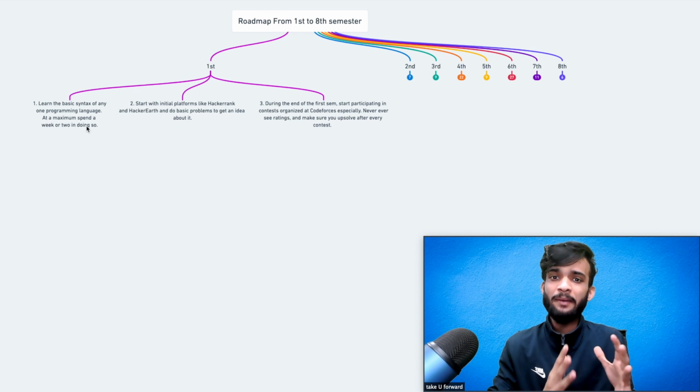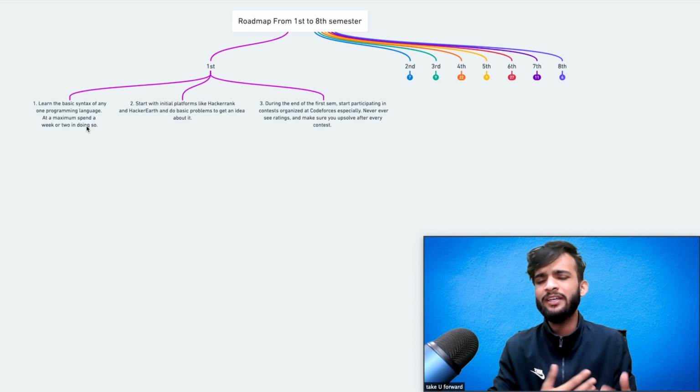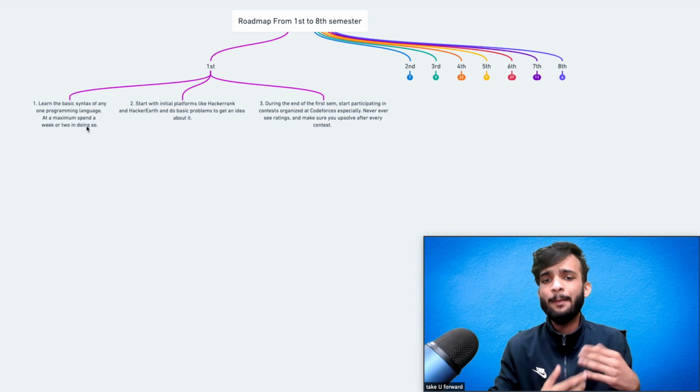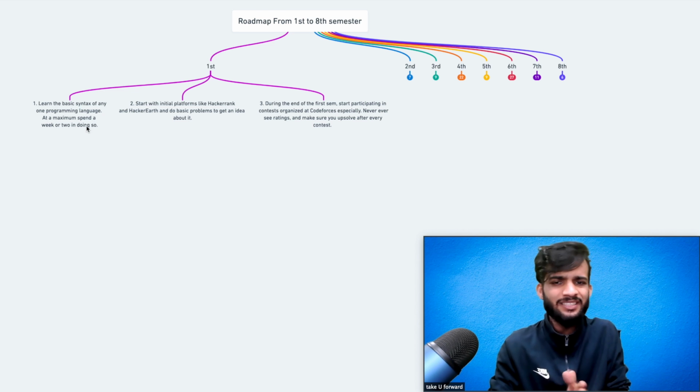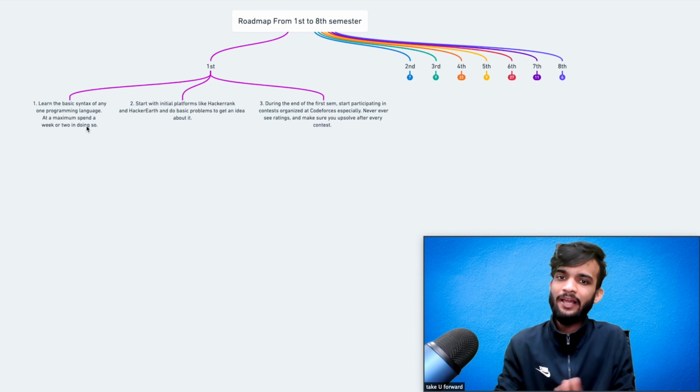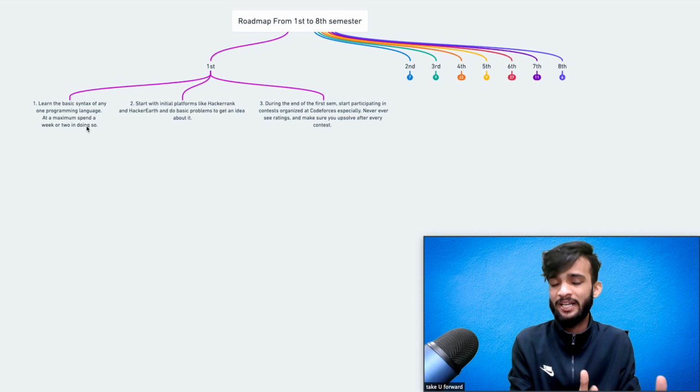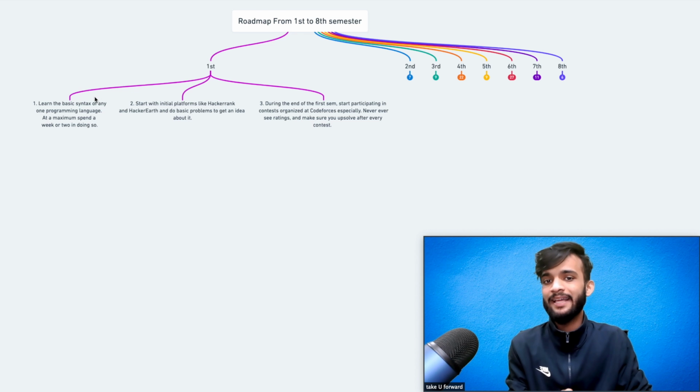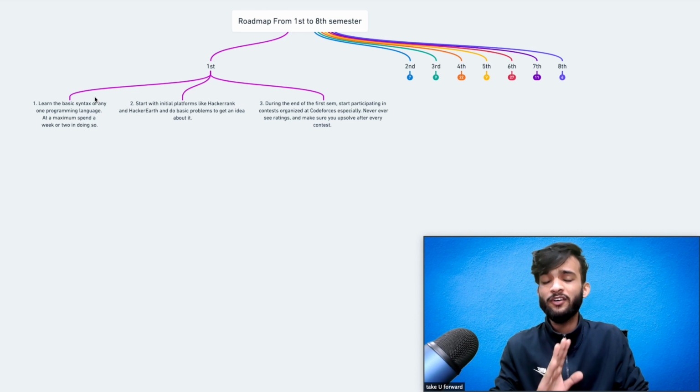Now if you think of practicing everything, it doesn't happen that way. Just learn the syntax, and generally when you start programming, you will get habituated to those syntaxes, or C++ STL, or Java collections, or Python libraries, if you are using any of those languages. So at first, learn the syntax and do not spend more than a week. That should be your first aim of your first semester.